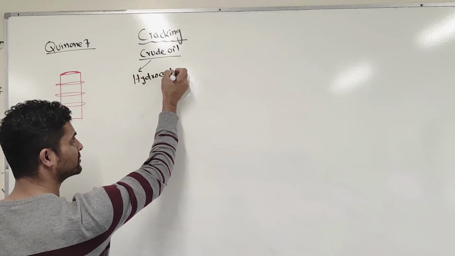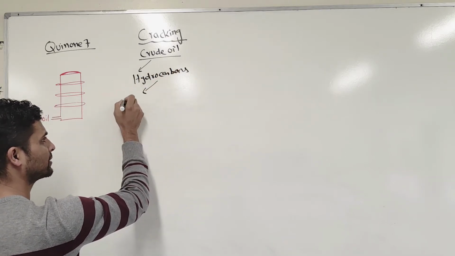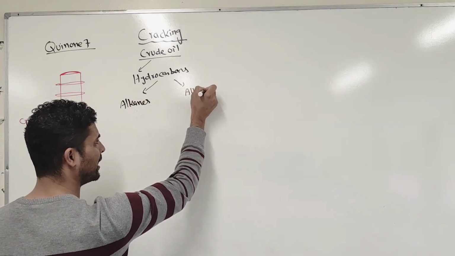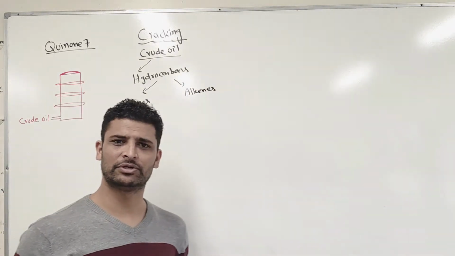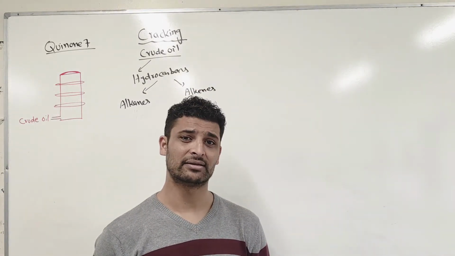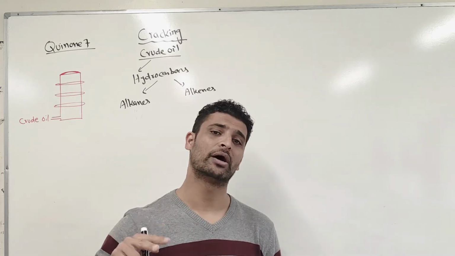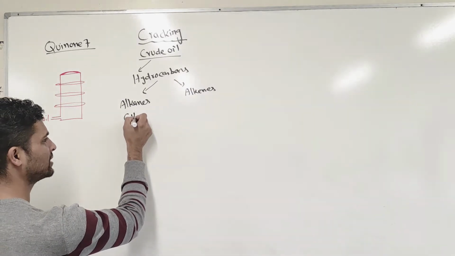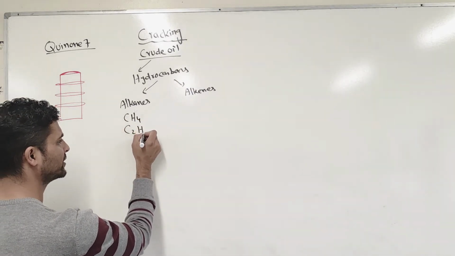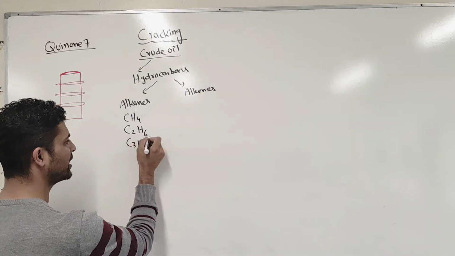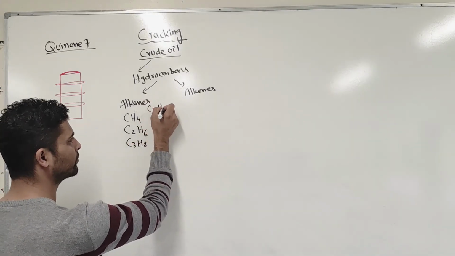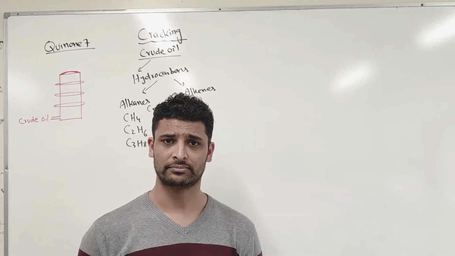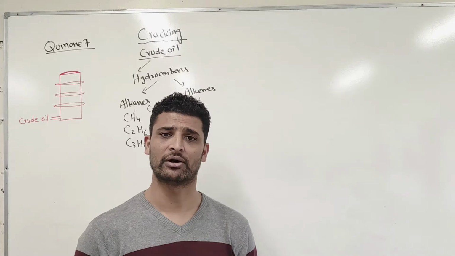So the hydrocarbons can be alkanes and alkenes. And if you see my previous video, I've already explained that alkanes and alkenes are the two types of hydrocarbons you're required to know in GCSE. The formulas for alkanes are CH4, C2H6, C3H8, based on the general formula, which is CnH2n+2.